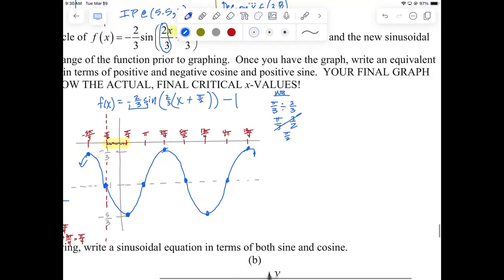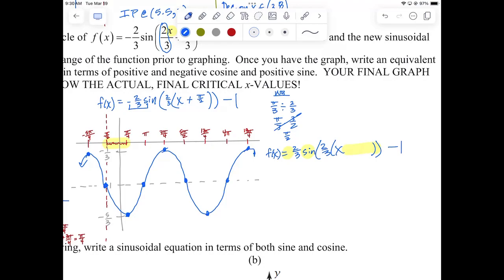So really, it's about writing equivalent equations. So let's go ahead and write 3 of them. Since we started with a negative sign, let's go ahead and do a positive sign. So we're going to get a positive 2/3 sine of 2/3 times x plus or minus something something, minus 1. So it's a positive sign, and now the phase shift.